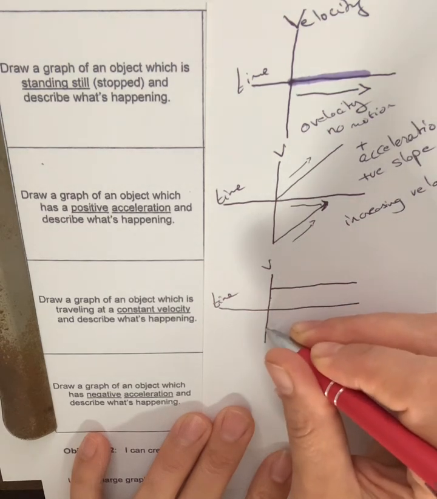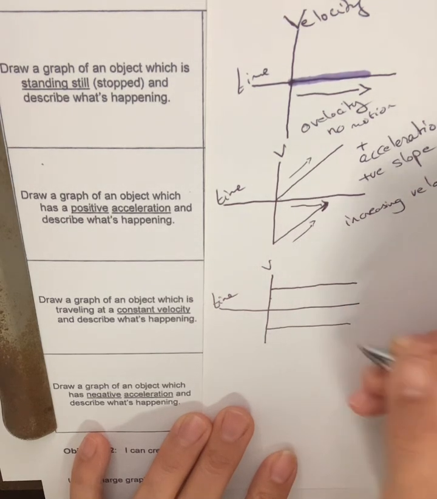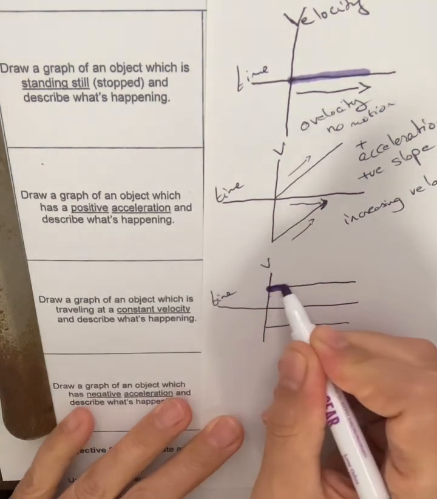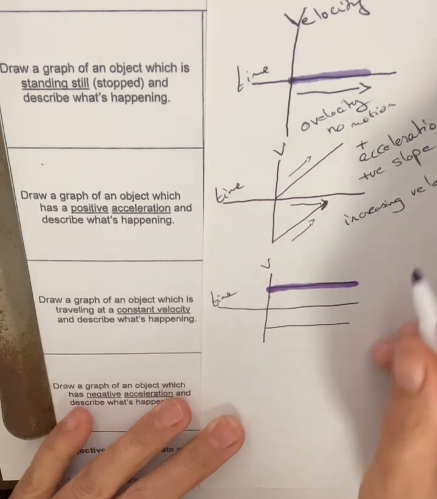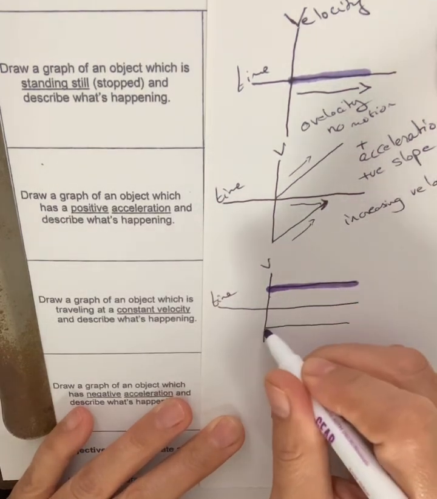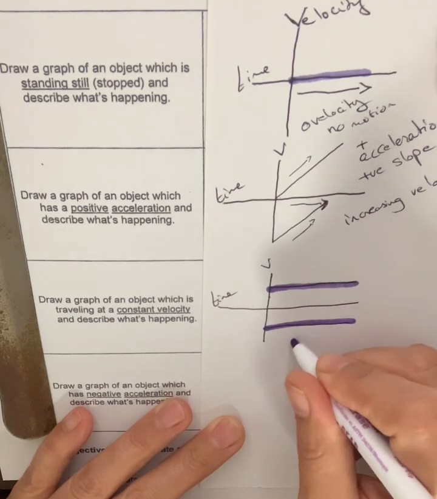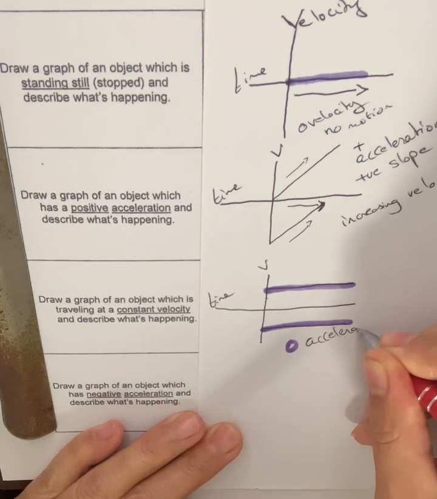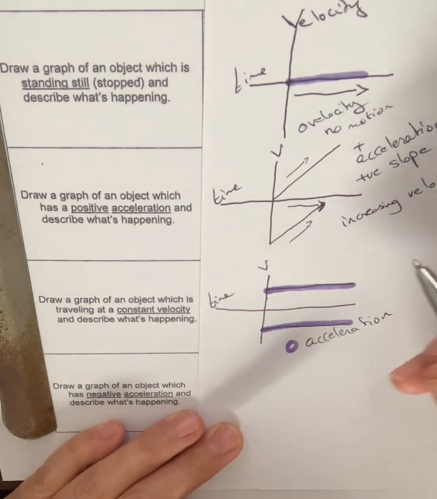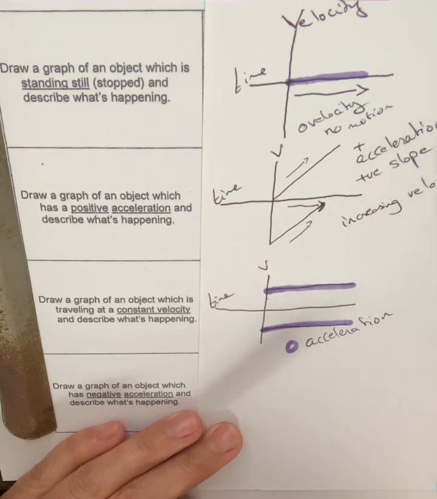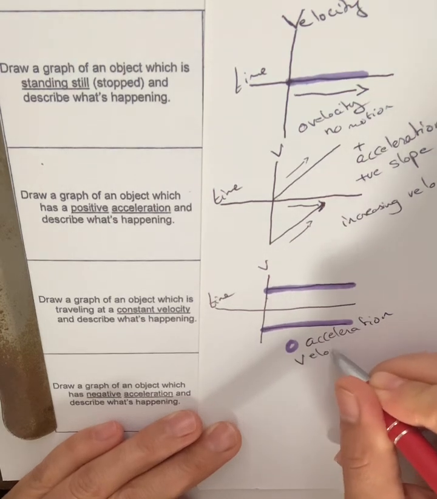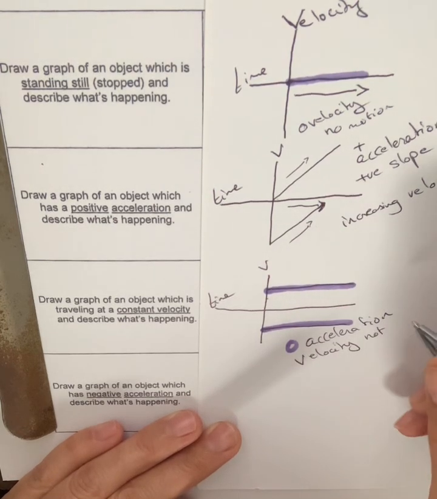Could it be down here? Yes, definitely it could be down here. So what can we say about this? Again, this is a constant velocity, so zero acceleration. Again, zero acceleration. And that being said, we're going to say velocity is not changing as time passes.